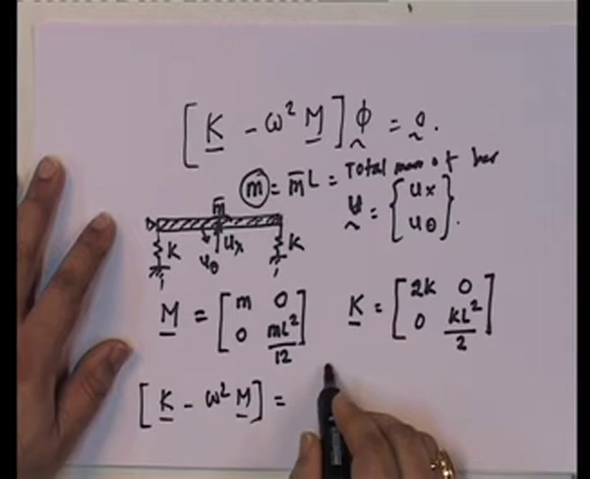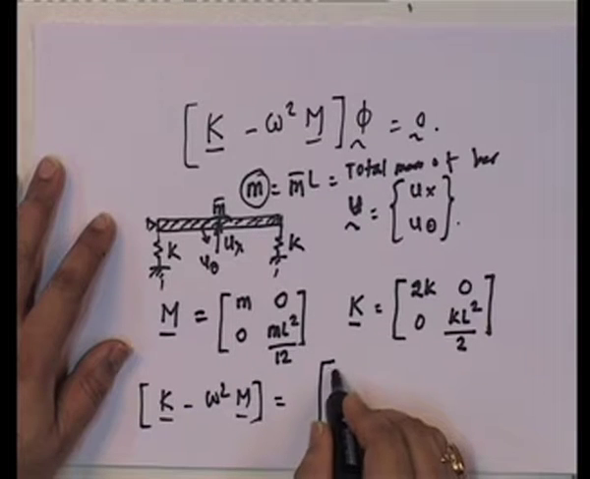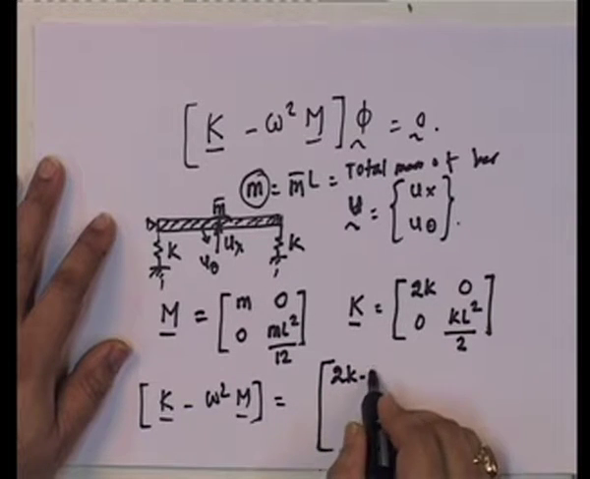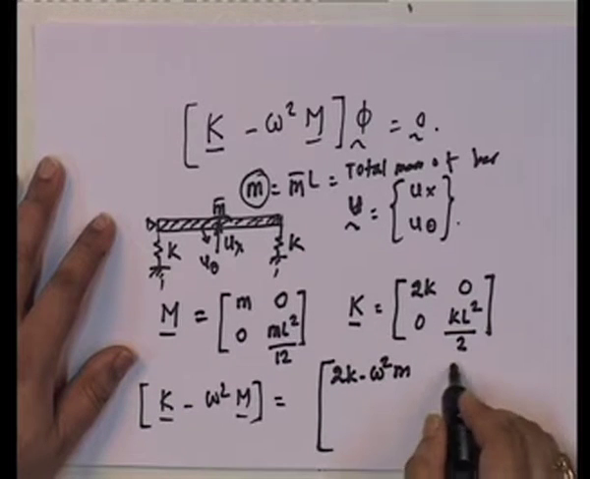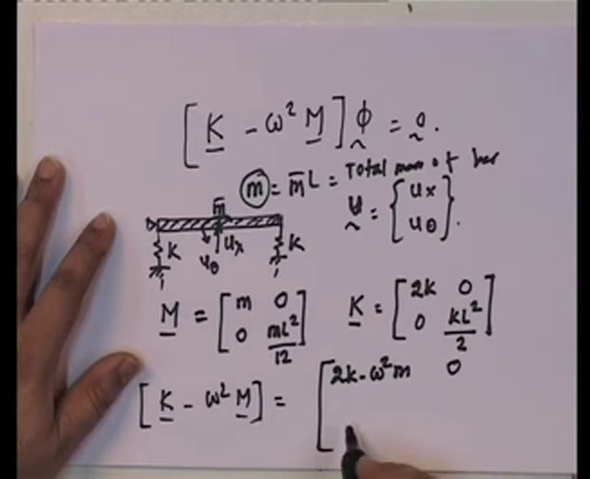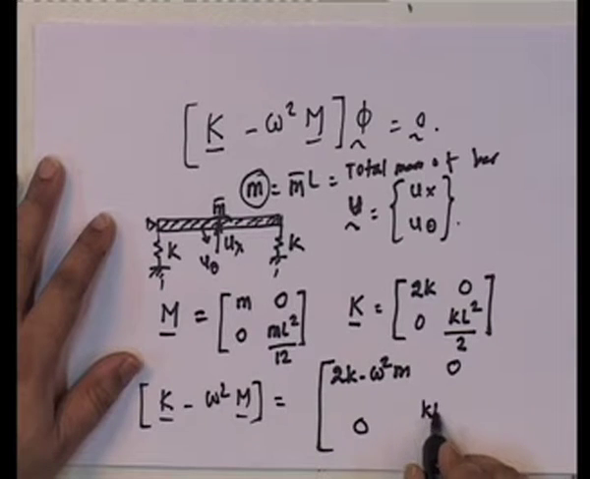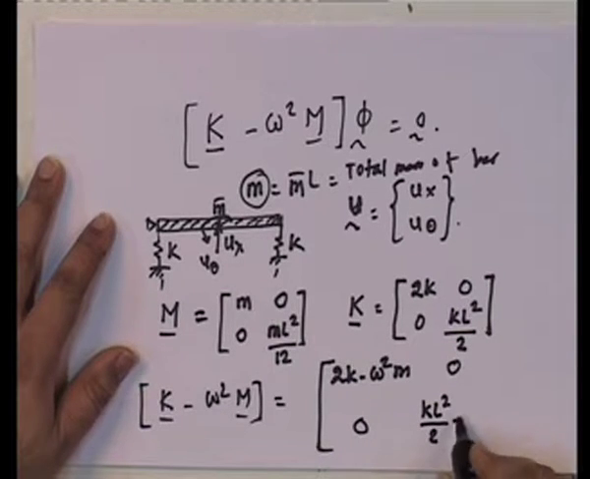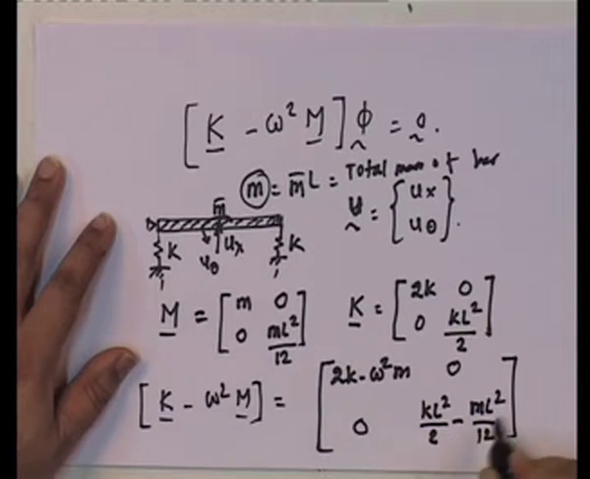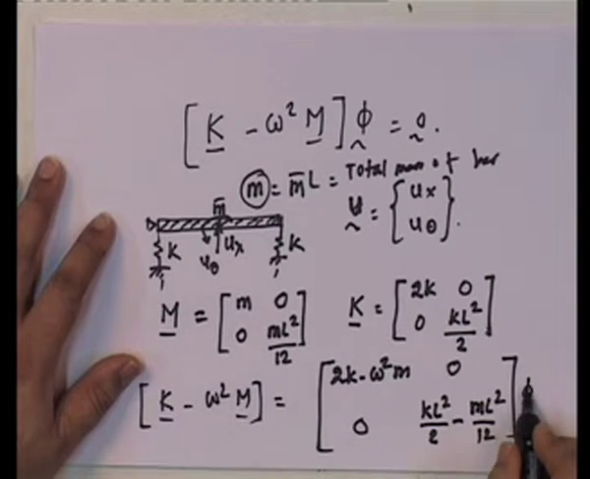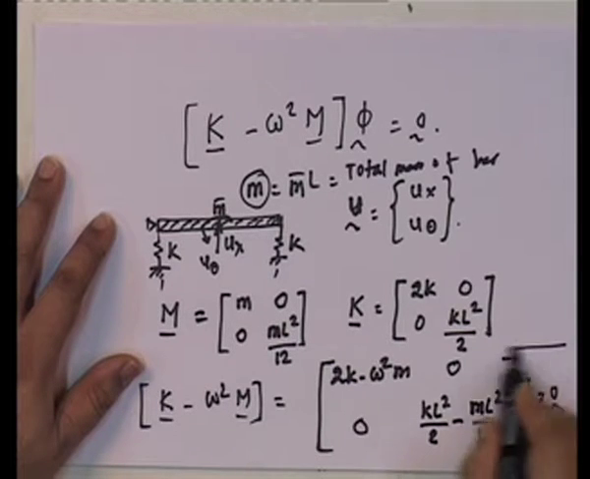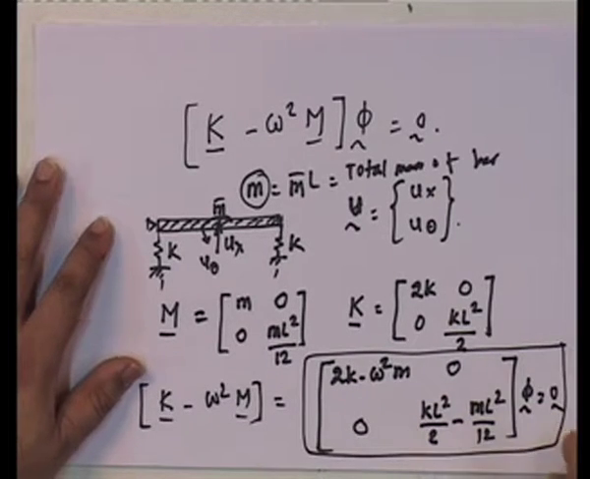So, this is going to be equal to 2k minus omega squared m, then 0 0, because these are both 0, this is also 0. So, this is 0, and I have k L squared by 2 minus m L squared by 12, into, so this is equal to this. So, this into phi is equal to 0 is the solution that I need to do.